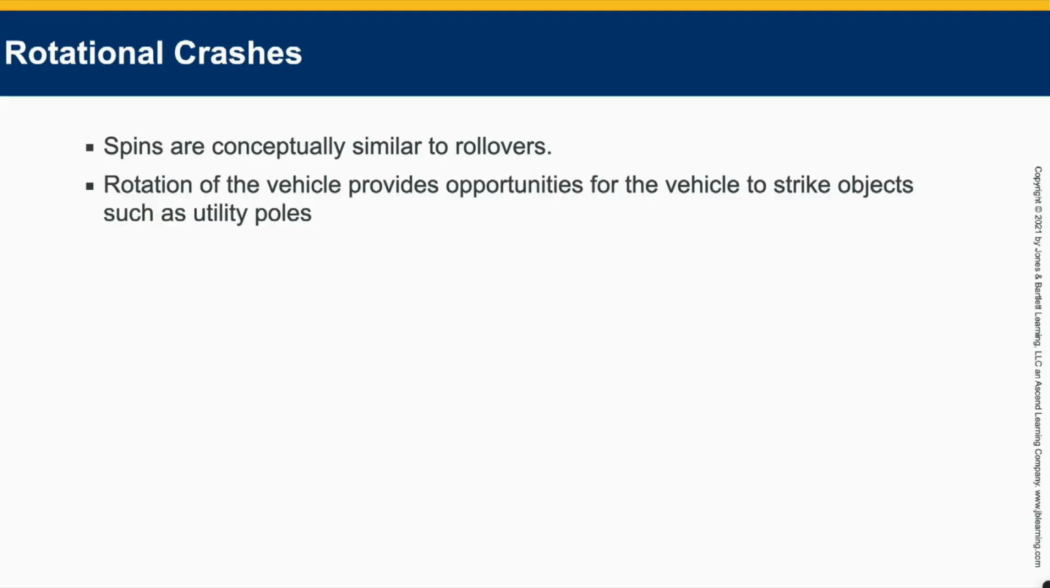These are conceptually similar to rollovers in that they involve uncontrolled movement of the vehicle, but instead of flipping, the vehicle is rotating. The danger here is that as the vehicle spins, it can strike multiple objects, like other vehicles, guardrails, or utility poles. So instead of one single impact, you may have multiple points of impact, each transferring energy to the patient. That means injury patterns can be complex and unpredictable.